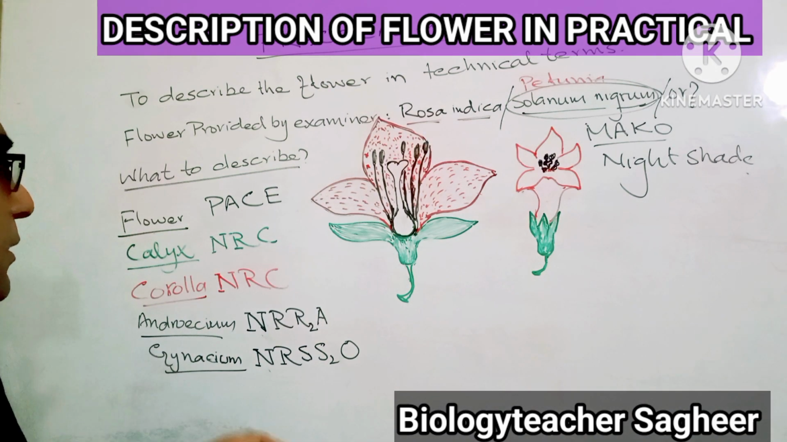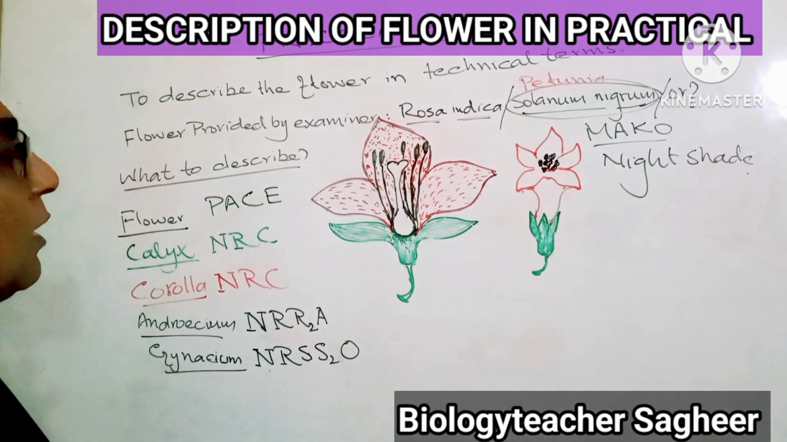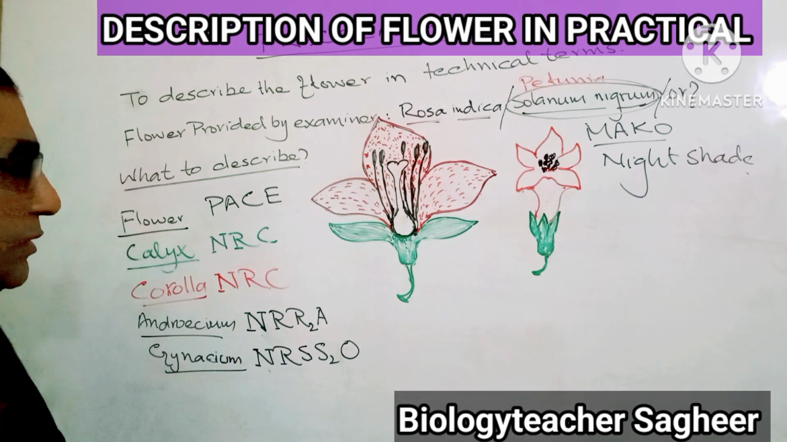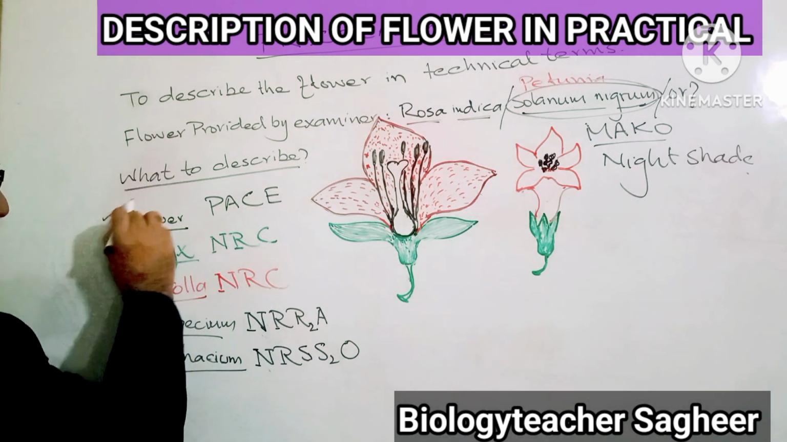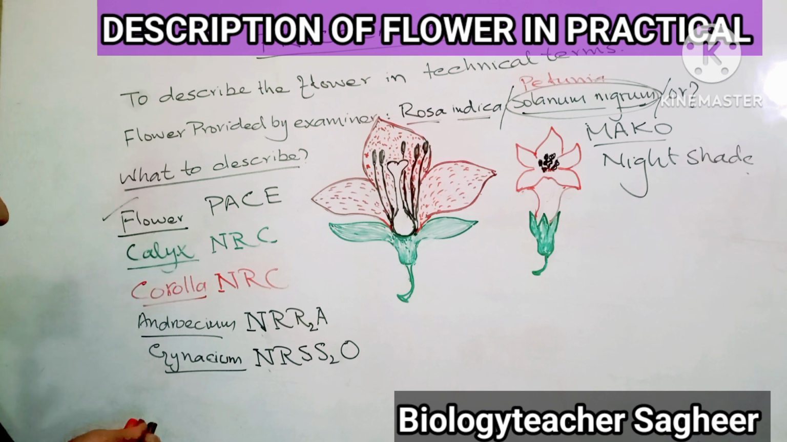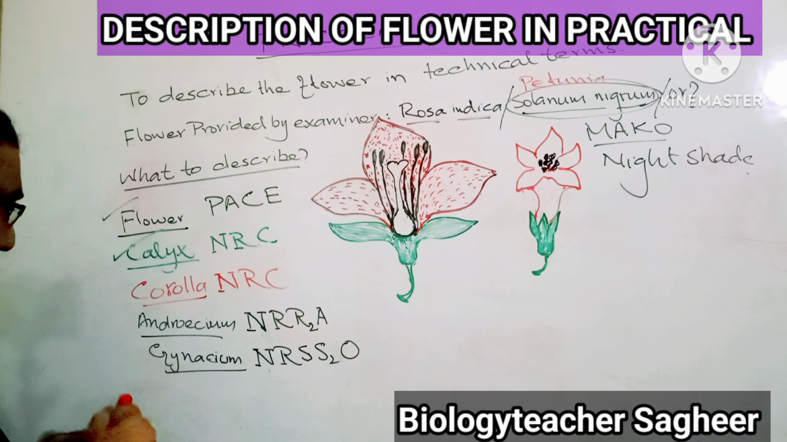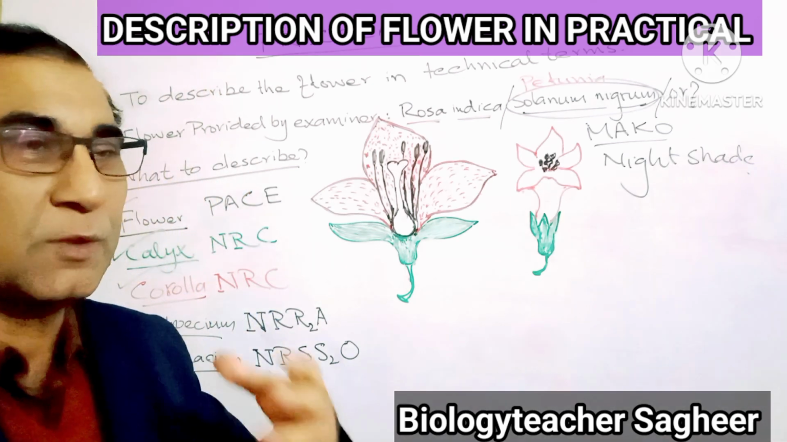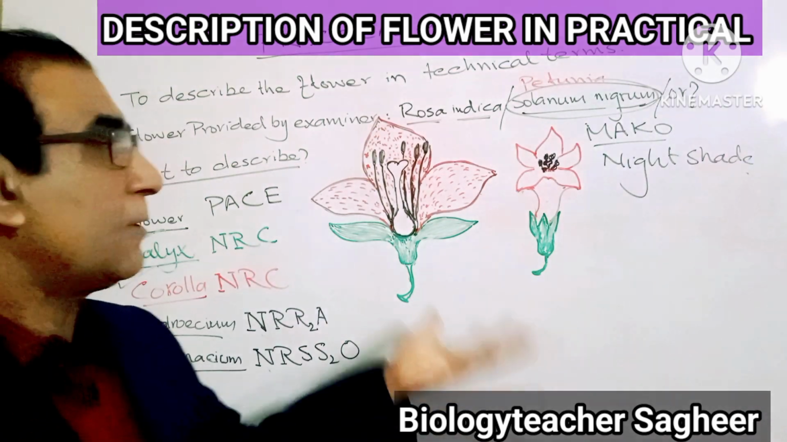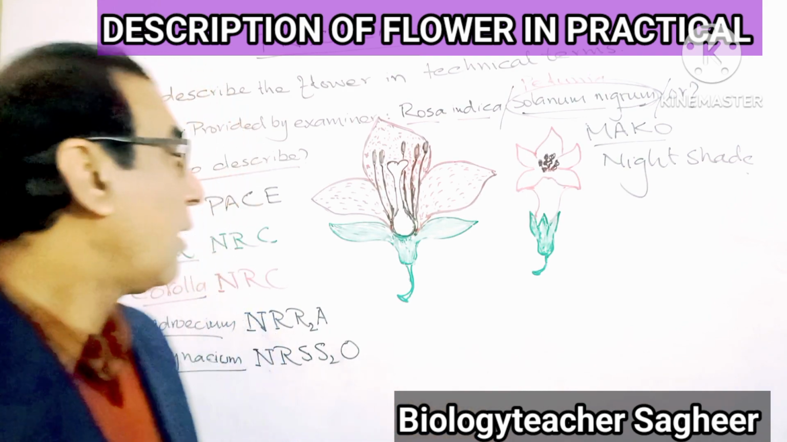Let's suppose that you have been asked today in this practical exam. Today you are undergoing the practical exam, and you have to describe three parts. I just suppose that you have been asked to describe the flower, the calyx and the corolla. Three parts you have to describe today in your question number 2, or whatsoever the number may be in your practical exam.